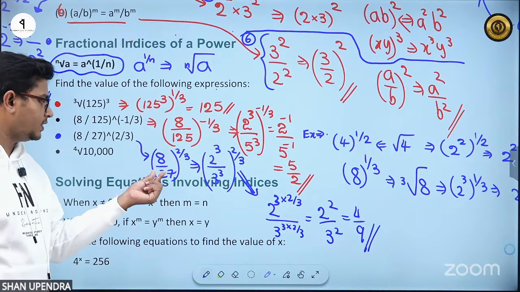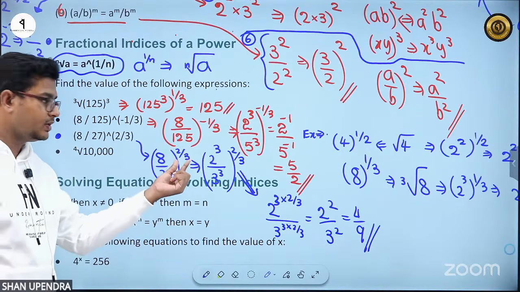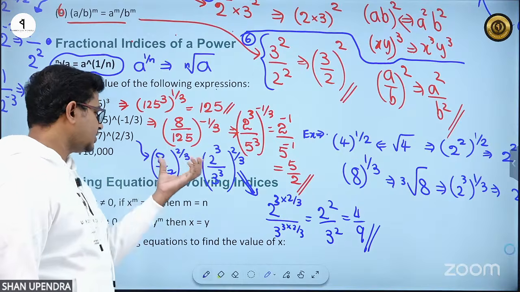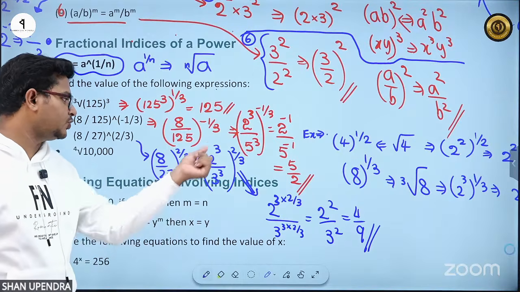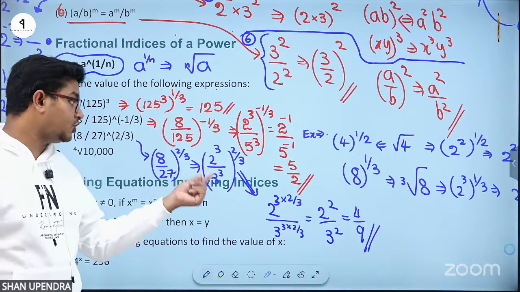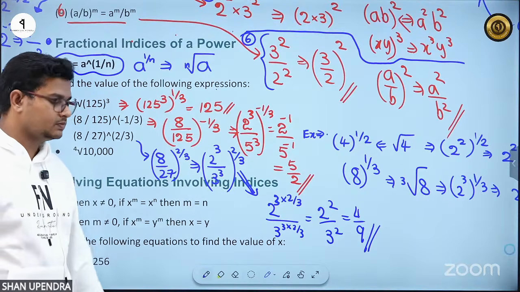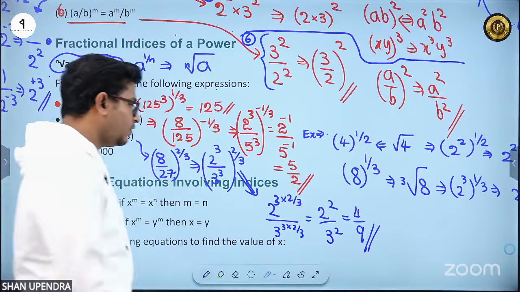Here, 8 over 27 to the power 2 over 3, you can just expand. You can represent 8 as 2 to the power 3, 27 as 3 to the power 3. Finally, you can solve in that way. This is 4 over 9.